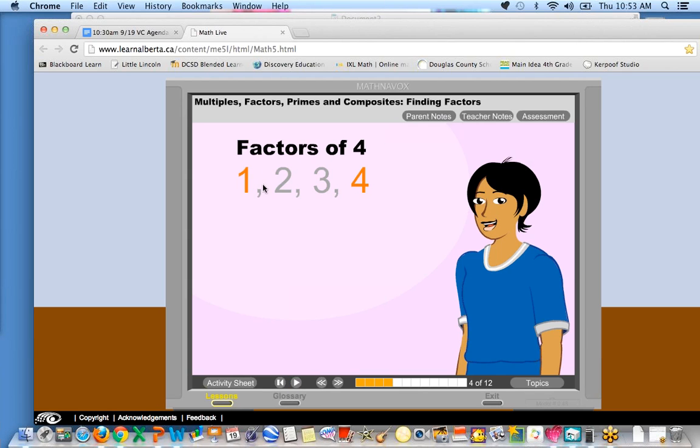All right. What do you guys think? Can I multiply any numbers by 2 in order to end up with a product of 4? Yes, you can. 2 times 2, right? Is there anything I can multiply 3 by? No.